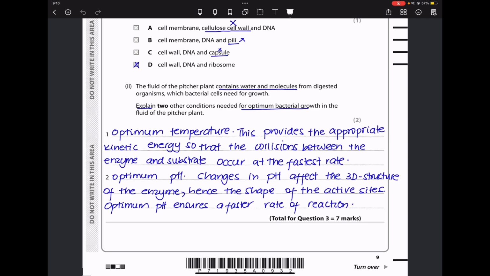I say this provides appropriate kinetic energy so that the collisions between the enzyme and substrate occur at the fastest rate. And for optimum pH, the changes in pH affect the 3D structure of the enzyme, hence the shape of the active site, so optimum pH ensures a faster rate of reaction. You could also include other factors like oxygen, because some bacteria carry out aerobic respiration. So this brings us to the end of question 3. Let's continue to question 4.